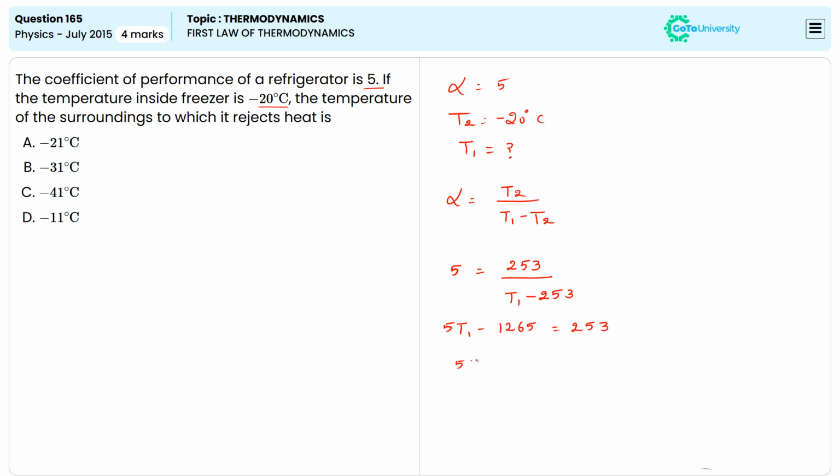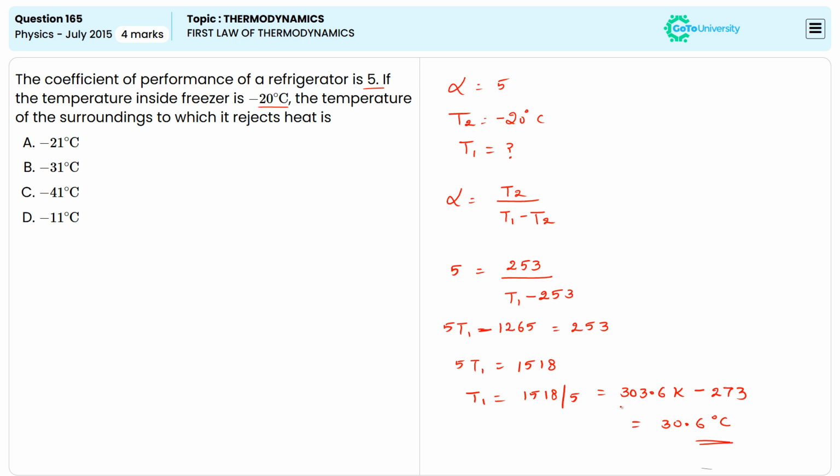Then 5T1 is equal to minus 1265, which we move to the right hand side. This becomes 1518, that is plus. Then T1 is equal to 1518 divided by 5. We get the value 303.6 Kelvin. In terms of degree centigrade, that is minus 273, we get the answer 30.6 degrees centigrade.